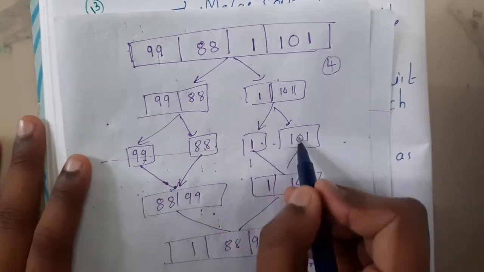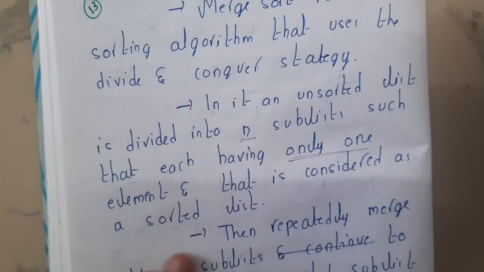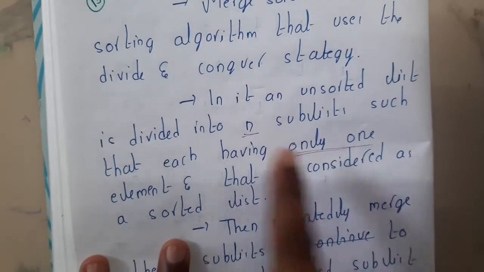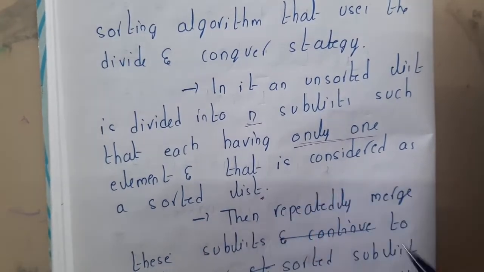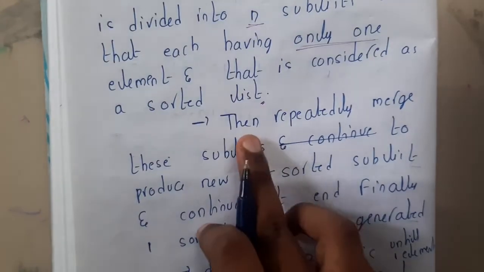So 1, 2, 3, 4. What is the number of n? That many lists are there. That is the reason why we wrote n sublists, each having only one element, and that is considered a sorted list. Got it? Okay.